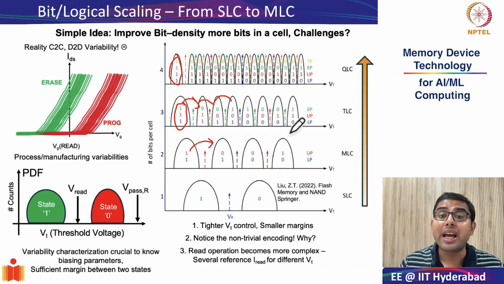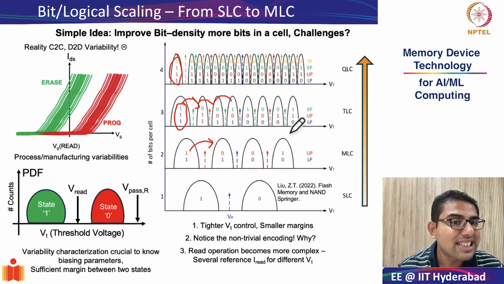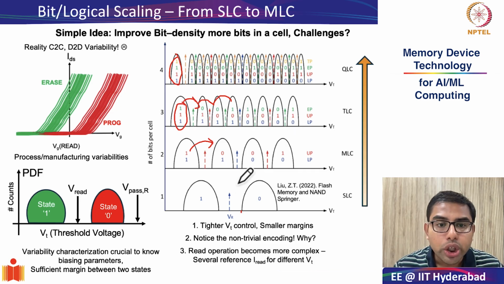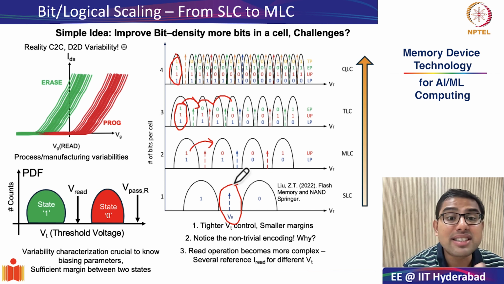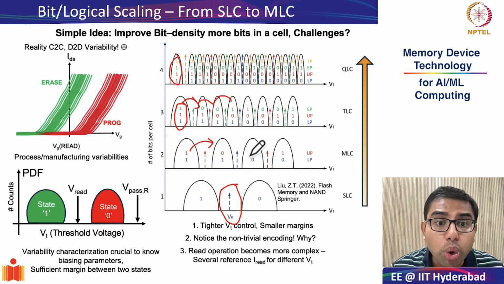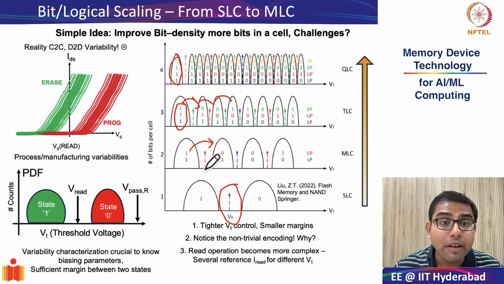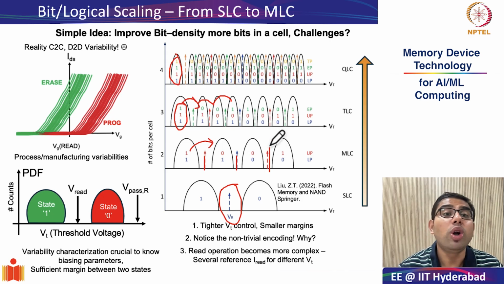The third thing to notice is that the read operation becomes very, very complex as you move from SLC to QLC. Why is this the case? Because earlier you just had to read whether the transistor is in on state or off state. However, when you go to MLC, you will have 3 other read threshold voltage conditions, or 3 other currents, that you would want to detect.